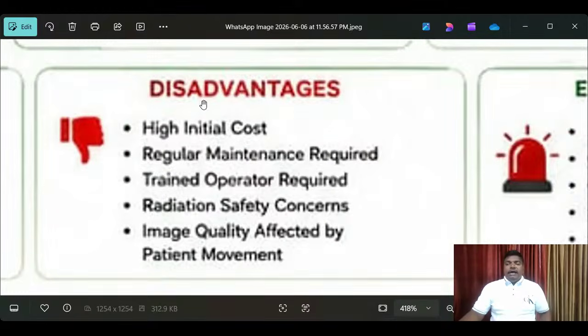Right. And disadvantages, see here: high initial cost. Yes, surely, because this many opportunities and facilities are there, so definitely it will be high. If you take one medical equipment, the cost is high. If you take treatment, the treatment is high, and if you go to the hospital, the charges will be high. So this much is high, this much is valuable in society.